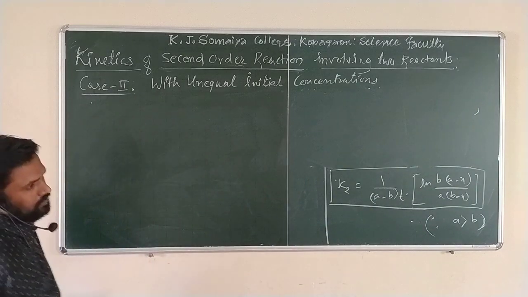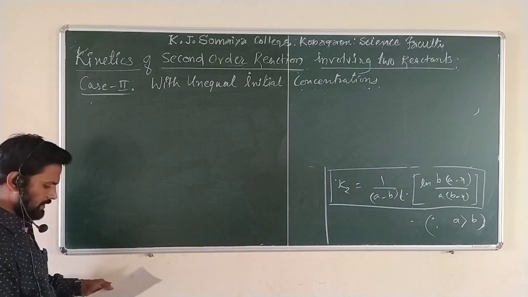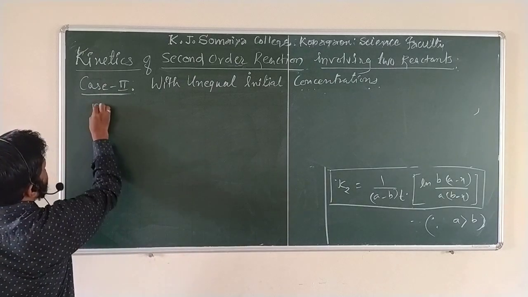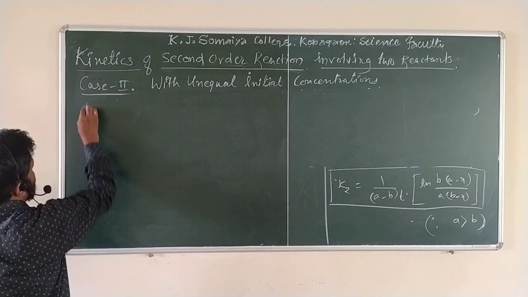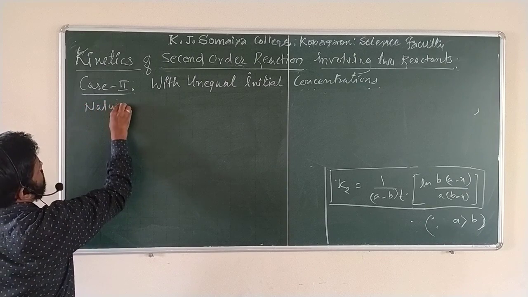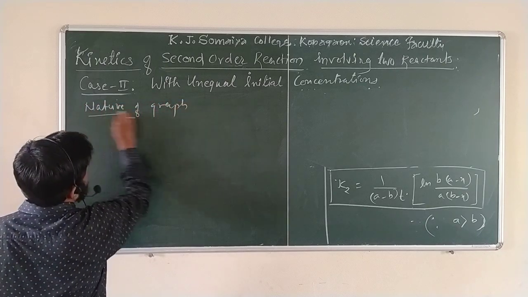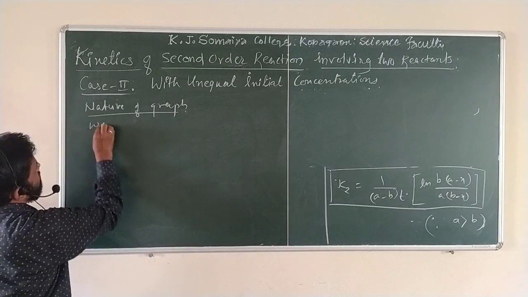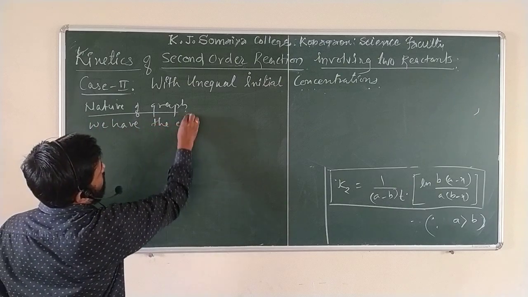Before writing the graph, we have to consider one of the equations. Which equation are we seeing? In solving the equation, we have the nature of the graph. Let's say first, the nature of the graph. What will be the nature of the graph when unequal concentrations are taken? Which equation do we have?